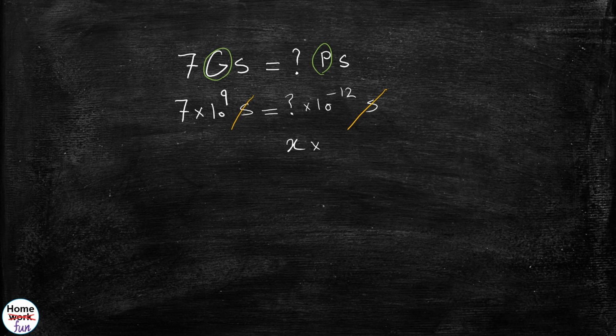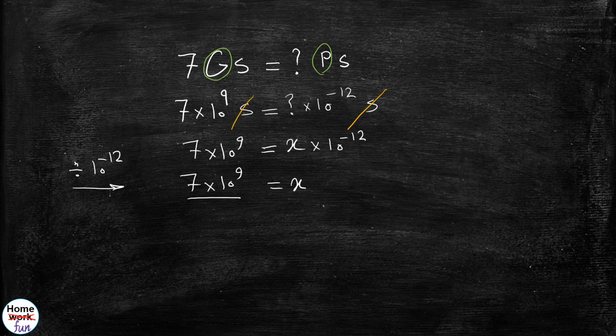So x times 10 to the negative 12 on the right hand side, and on the left hand side 7 times 10 to the 9. Okay, let's solve for x, meaning let's isolate x on one side. So I'm going to divide both sides by 10 to the negative 12 to isolate x. So x will be alone on the right hand side, and here I will have 7 times 10 to the 9 divided by 10 to the negative 12.